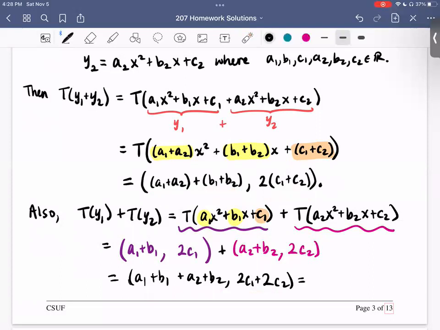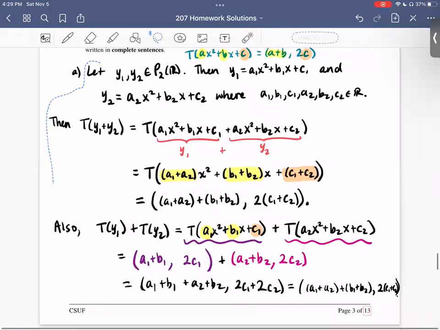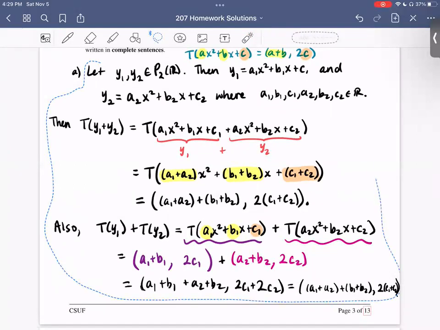So maybe I could factor out the 2 here and rearrange things. I could write this as A1 plus A2 plus B1 plus B2, so I'm grouping things together in the same way that they're grouped up here. And then here I could factor out the 2 from the C's, so 2 times C1 plus C2. Okay, let me make this a bit smaller. We're not done yet. I just want to get everything on the same screen.